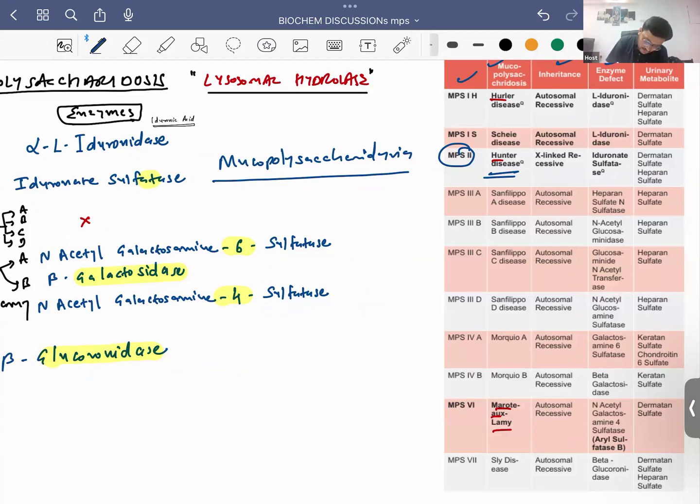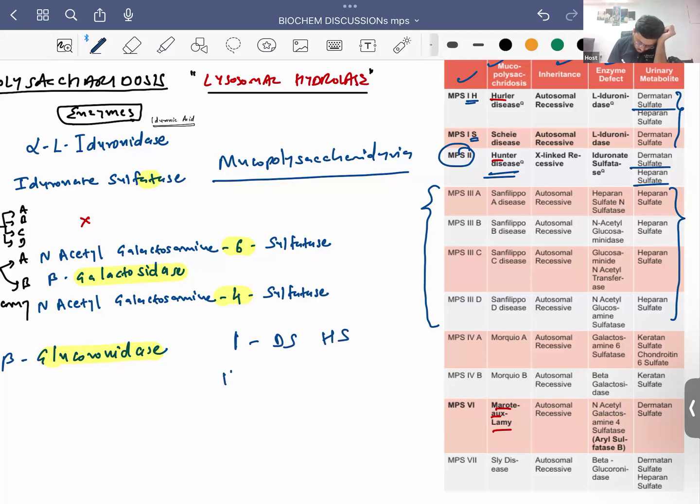So for type 1, Hurler's condition or Scheie's disease, it is dermatan sulfate and heparan sulfate. In type 2 also, dermatan sulfate and heparan sulfate are there, the same. In type 3, as I told you, 4 types are there, A, B, C, D. For them, heparan sulfate is there. So for type 1 it was DS and HS, for type 2 it is DS and HS, for type 3 it is HS. DS is dermatan sulfate and HS is heparan sulfate.